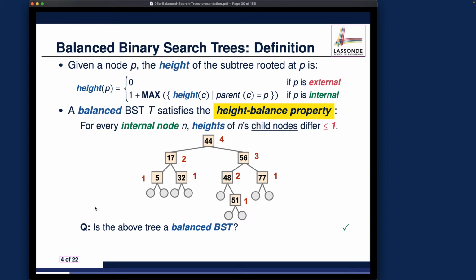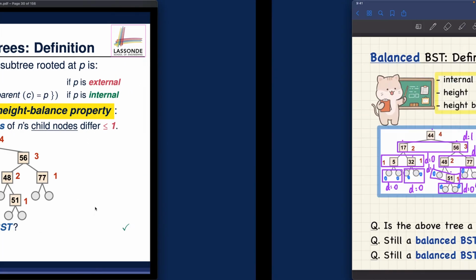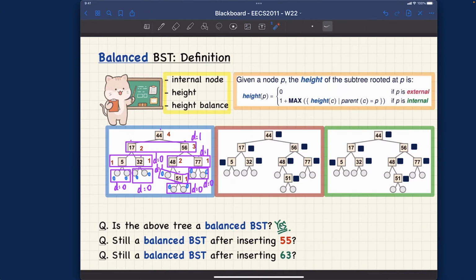In that case, can it actually violate the height balance property? It may or it may not. It depends. Let's now take a look at two examples over here. Okay, the first one, let's see what we want to do. Let's say we want to insert 55 into the tree.